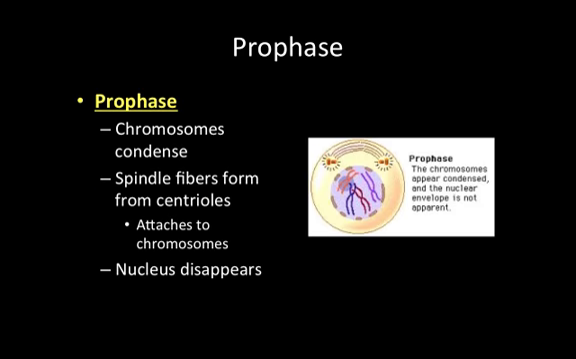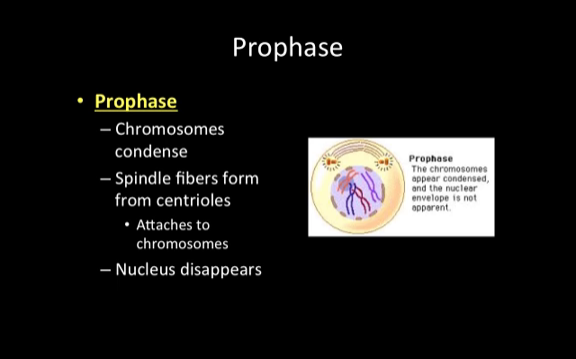During the process of prophase, the chromosomes condense, so we get those chromosomes that we've been talking about, and something that's called spindle fibers form from the centrioles. The centrioles are the organelles that aid in cell division. You may remember that from our cell unit.